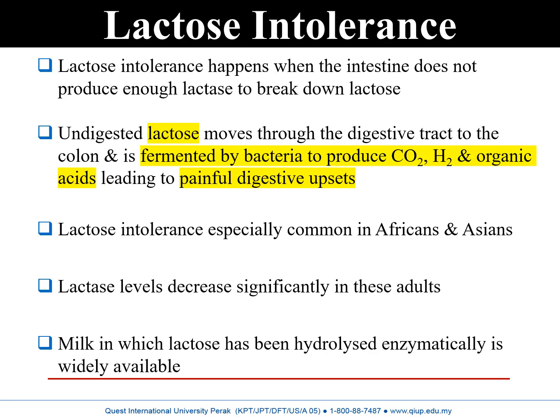So when the intestinal tract does not produce lactase, normally in individuals of African and Asian origins, they lose these lactase capabilities when they become adults. And this is a problem because when they do consume milk, the lactose will be undigested, and it will pass from the digestive tract to the colon.